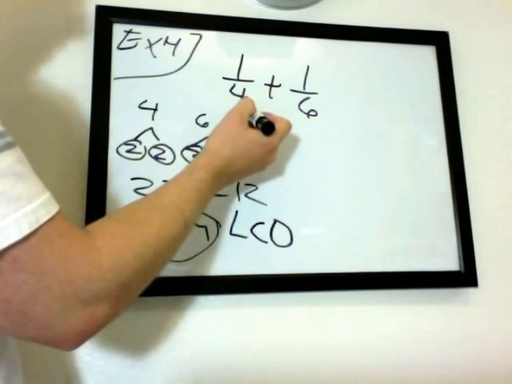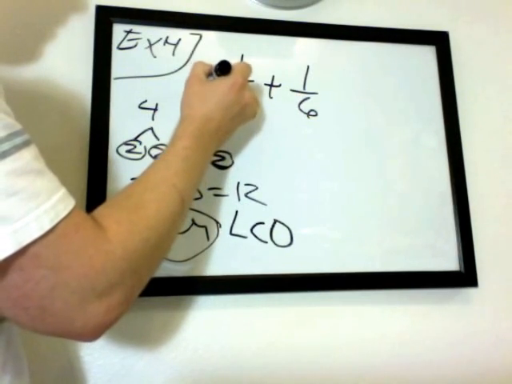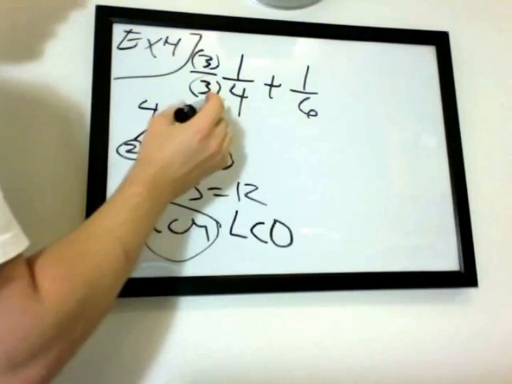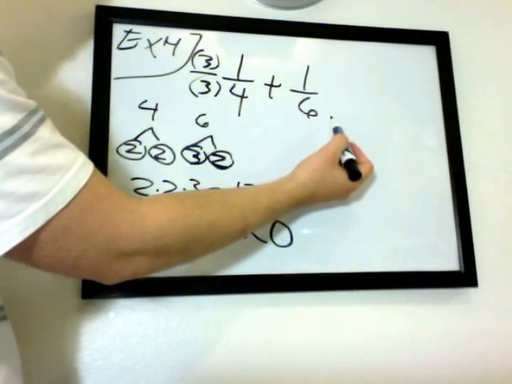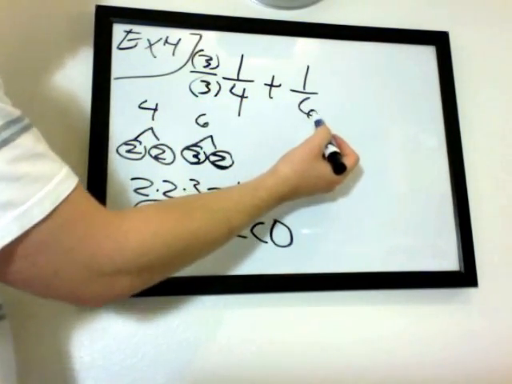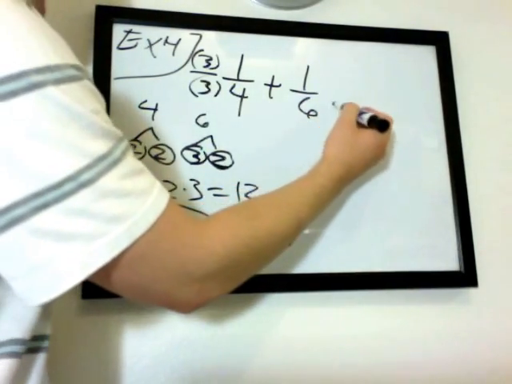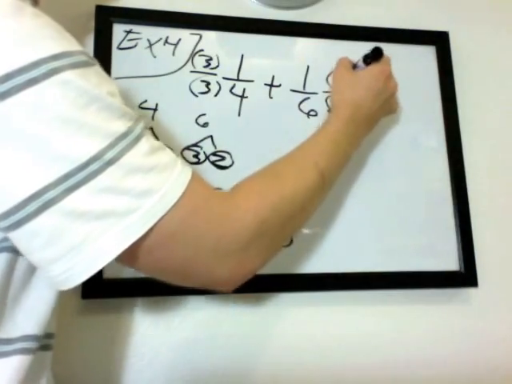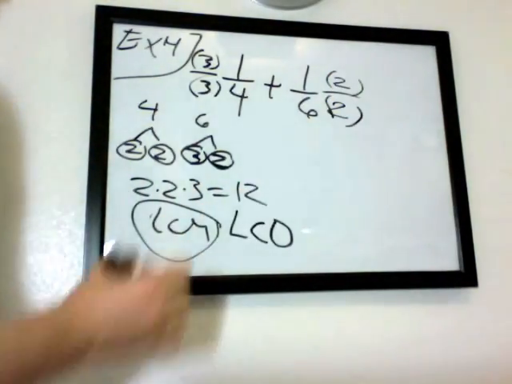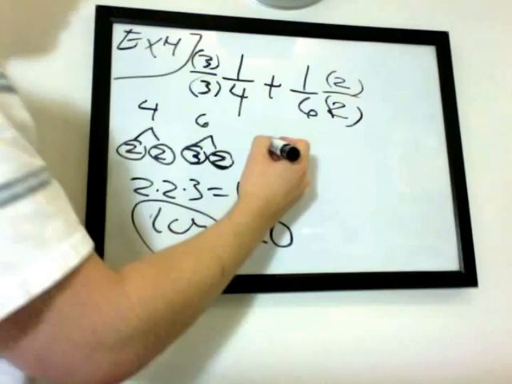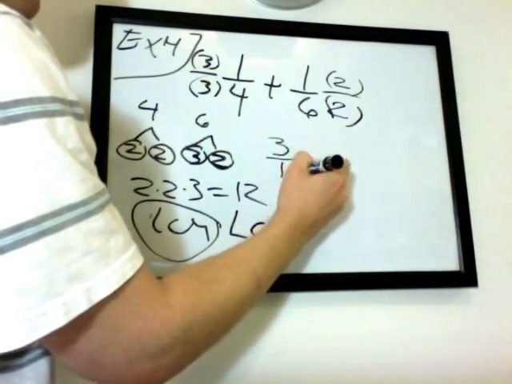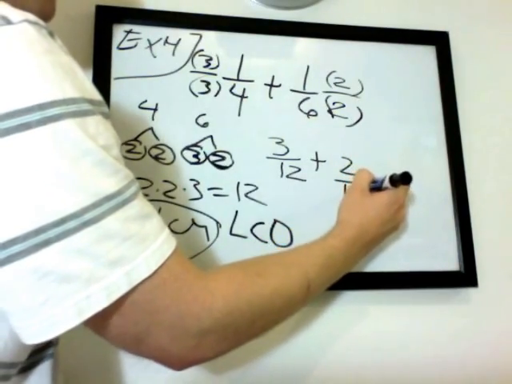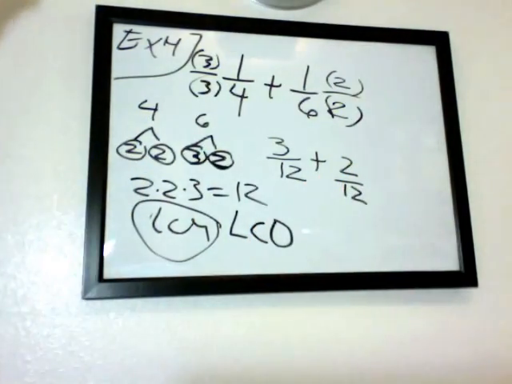How do we make 4 into 12? Well, you multiply by this 3, but you have to multiply the top by 3 also. Now you have to do the same thing on this side, but what multiplied by 6 will equal 12? What I can think of is 2. Multiply 2 by 6, you get 12. And you do the top and also the bottom. So you multiply those out, you get 3/12 plus 2/12. And now they have the common denominator.